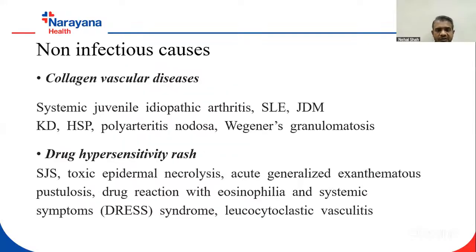Now, the non-infectious causes, which are very important. The most common ones are systemic juvenile idiopathic arthritis, lupus, juvenile dermatomyositis, Kawasaki disease, Henoch-Schonlein purpura, polyarteritis nodosa, Wegener's granulomatosis, and there are many more, but these are the ones which are very common in pediatrics. And the most important are the drug hypersensitivity rashes: Stevens-Johnson syndrome, toxic epidermal necrolysis, acute generalized exanthematous pustulosis, drug reaction with eosinophilia and systemic symptoms, which we call DRESS syndrome, and leukocytoclastic vasculitis.